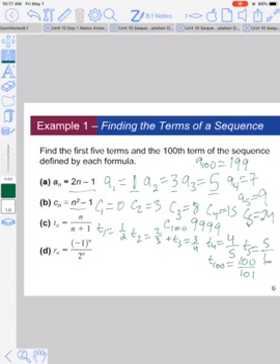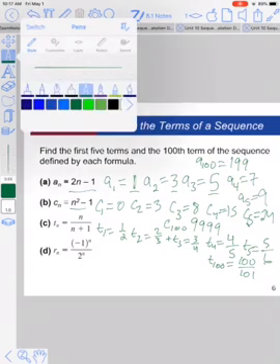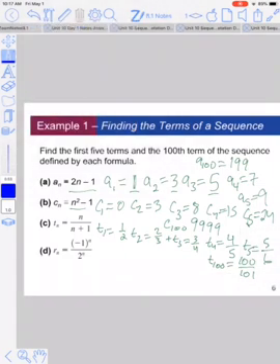Okay, let's look at D. All right, here we go. So for D, if I want R sub 1, I plug in a 1. Negative 1 to the 1 is negative 1. 2 to the 1 is 2. R sub 2.